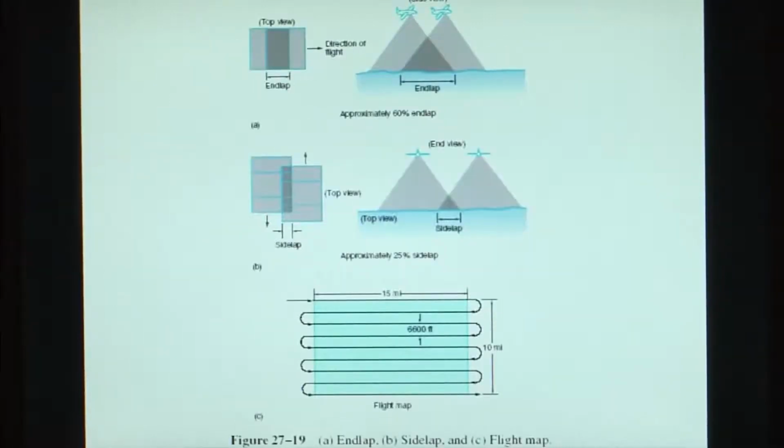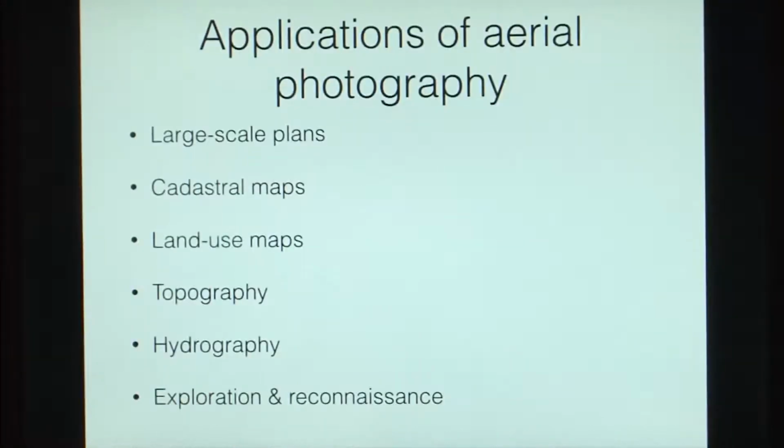So, in all these photographs we have an overlap between the ends and an overlap between the sides, and that can be used to do the measurements. Then we also looked at the applications of aerial photography. So, it can be used to construct a number of different maps, large scale or small scale, where then we can use it to study hydrography of a location, and we can also use it for exploration and recce purposes.